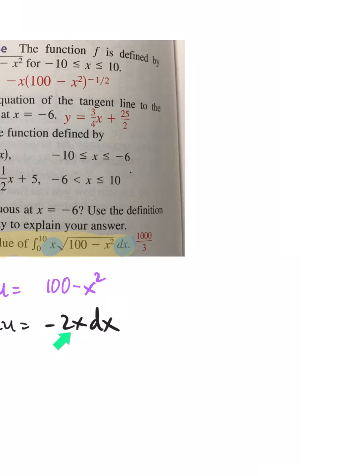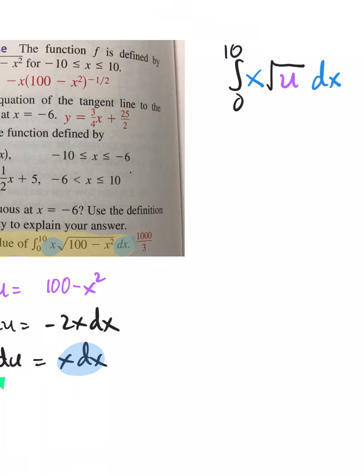Let's just divide both sides by negative 2. And there's a substitution for x dx, negative 1/2 du. Alright, we are ready to do the u substitution into this definite integral. x dx is negative 1/2 du. So we will replace the blue parts with negative 1/2 du.